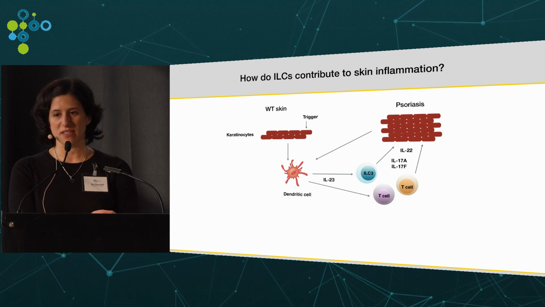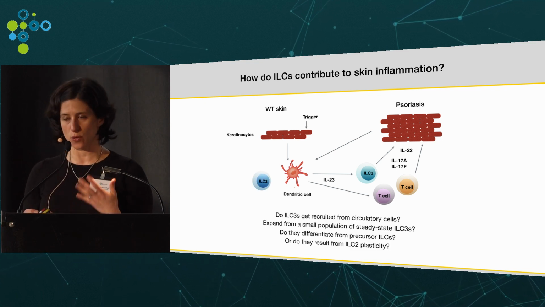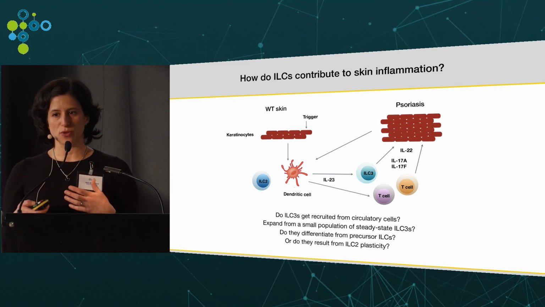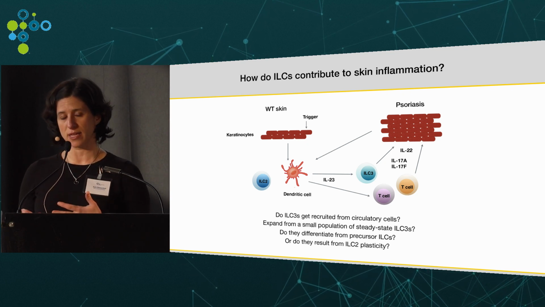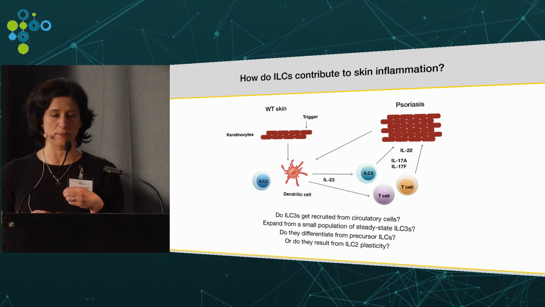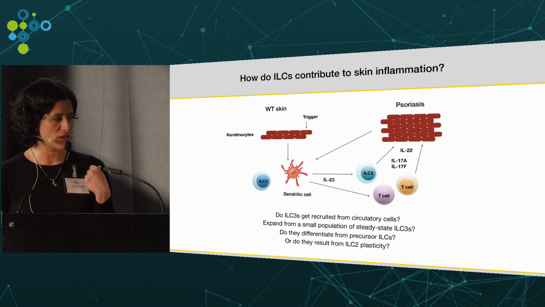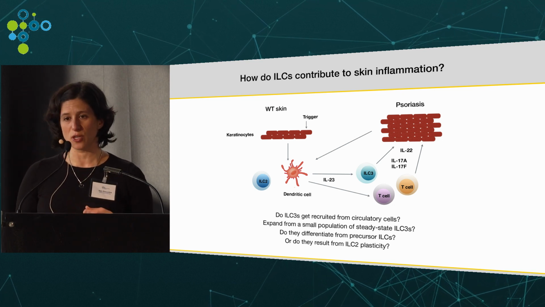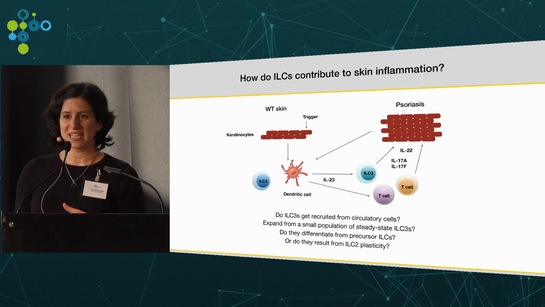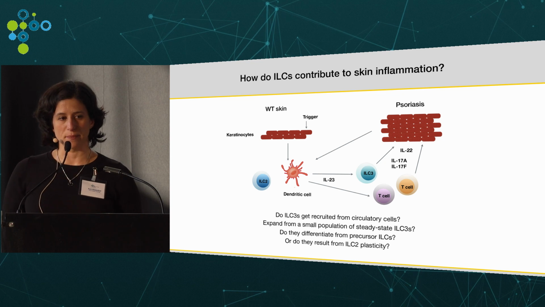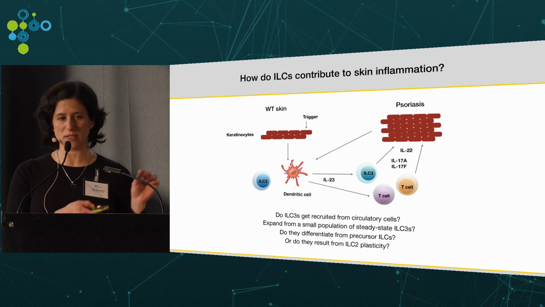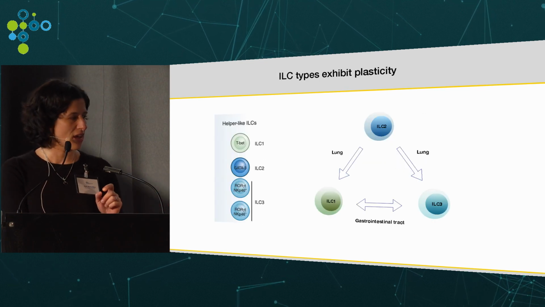Because at baseline, you only see cells that look maybe ILC2-ish. We see kind of a variety. And we don't know if they're coming because they're getting recruited, like we saw in some cases in the lung, or if they expand from a small population that hadn't been detected before. There's also evidence of precursor ILCs that was only seen in humans, but they could be differentiating from those, or they could result from plasticity from other ILC types. Each of these mechanisms has been observed in different settings. So single cell is a pretty useful tool in this kind of setting.